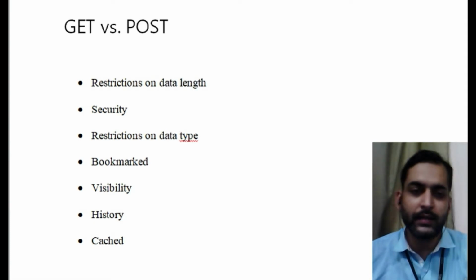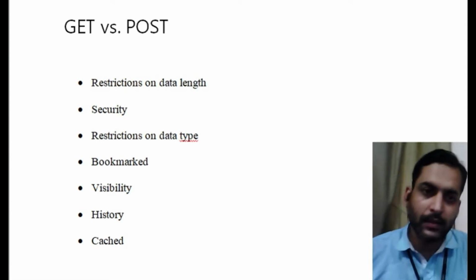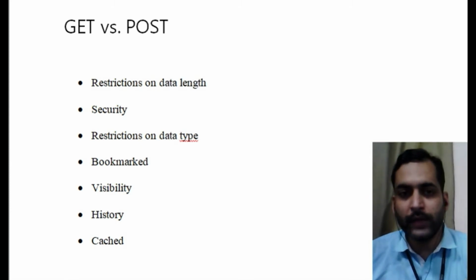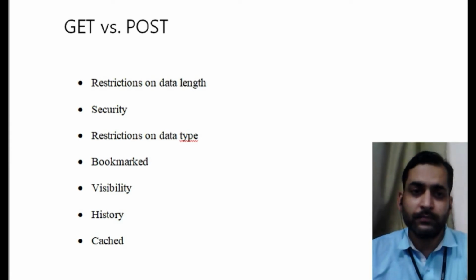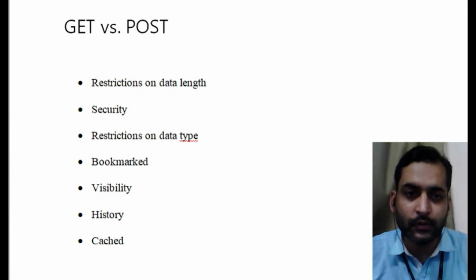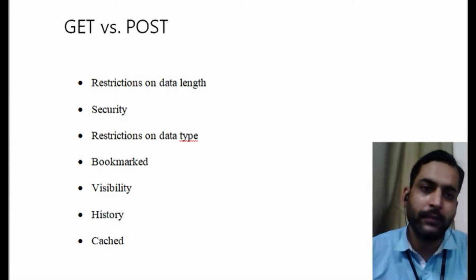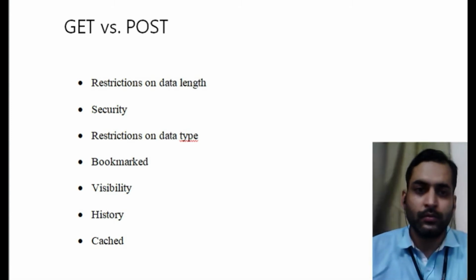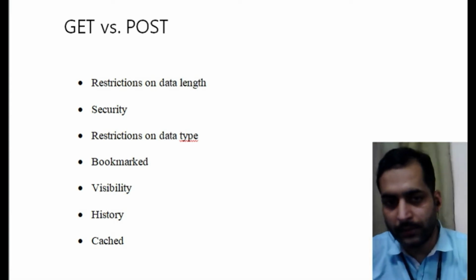Another point of comparison is security, as when we send the data through get method, the data is visible on the URL, so anybody can see it, and so we cannot send the sensitive information like password through get method. So any sensitive data should be sent to the post method only.